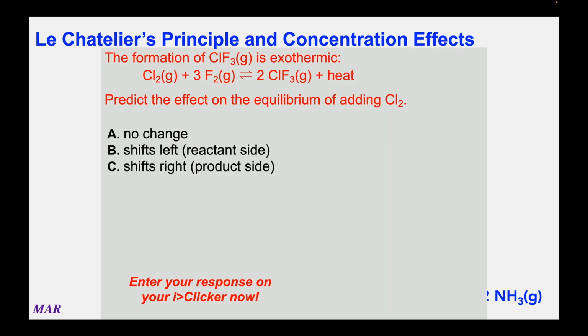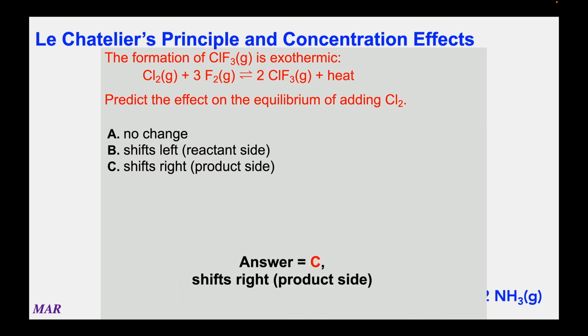So in this reaction, once again, chlorine plus fluorine making 2 chlorine trifluorides. It says predict the effect on adding chlorine. Well, adding chlorine is adding a reactant, and adding something means the reaction is going to shift to the other side. Since chlorine is a reactant, and that's what we're adding, this is going to shift to the product side. It's going to have a shift to the right. So adding something, the reaction will shift to the opposite side. Adding a reactant will move it to a shift to the product side, or a shift right.